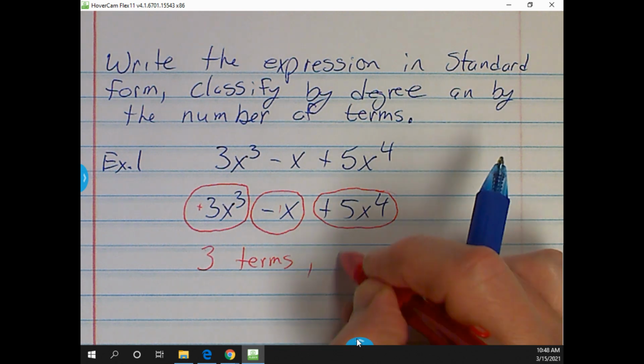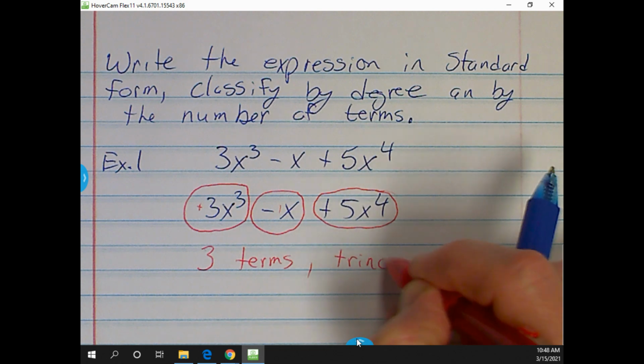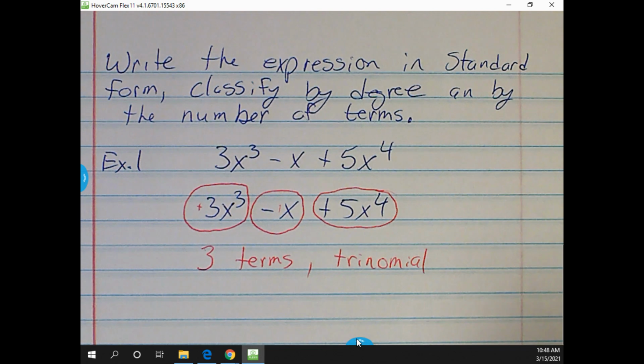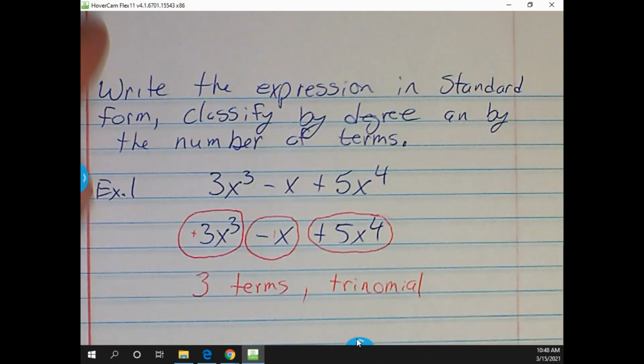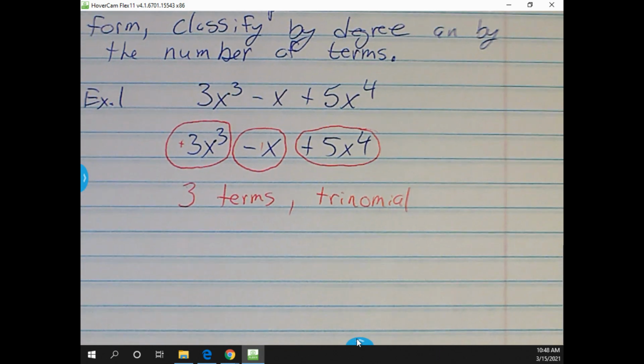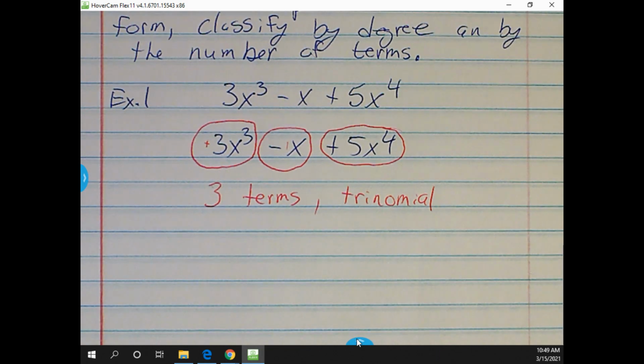They might also make you say it's going to be a trinomial. Sometimes they go with one, sometimes they go with the other. Whichever way, we'll put them both just to be on the safe side.